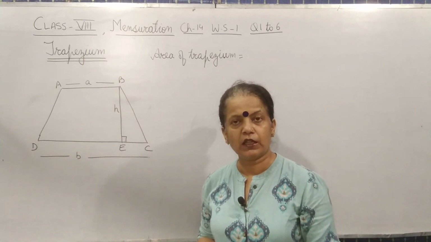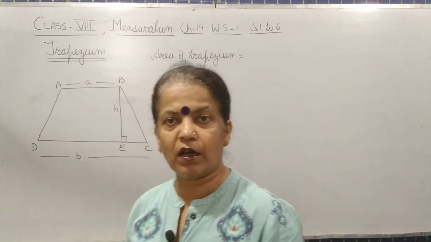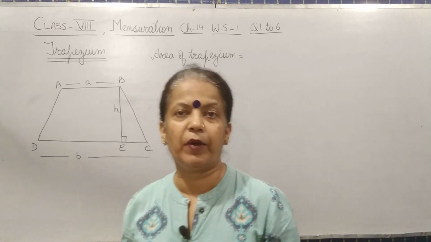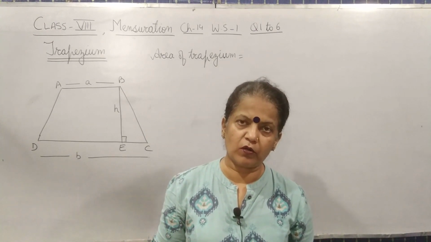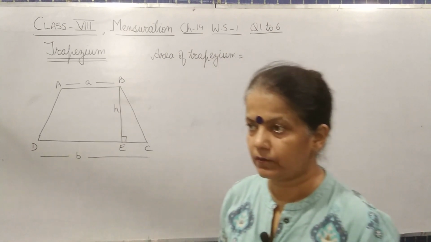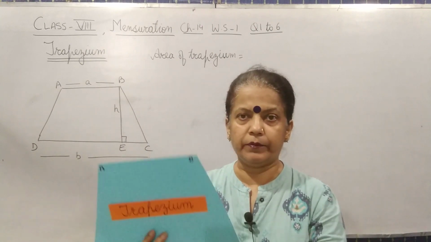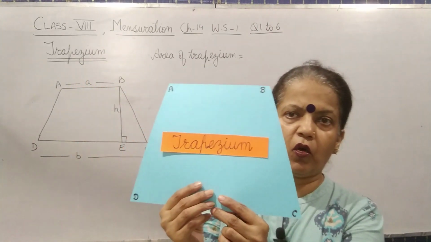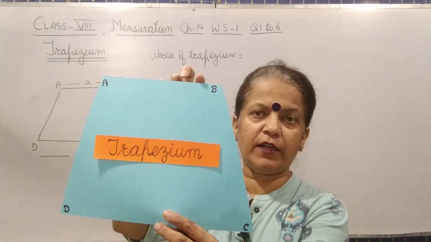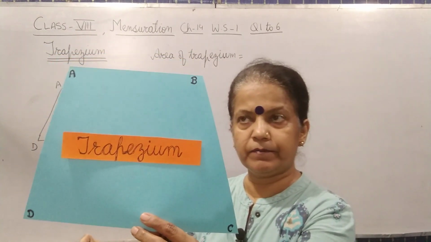Solid figures means the cube, cuboid, cylinder, which have height, length and breadth. So we will talk about the solid figures later on. Now, look here. If you look, this has 4 sides, so it is in the shape of a quadrilateral.